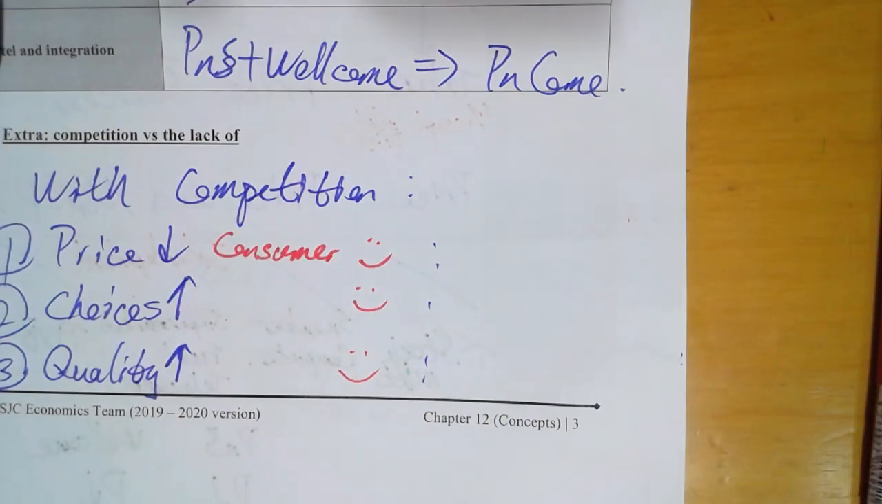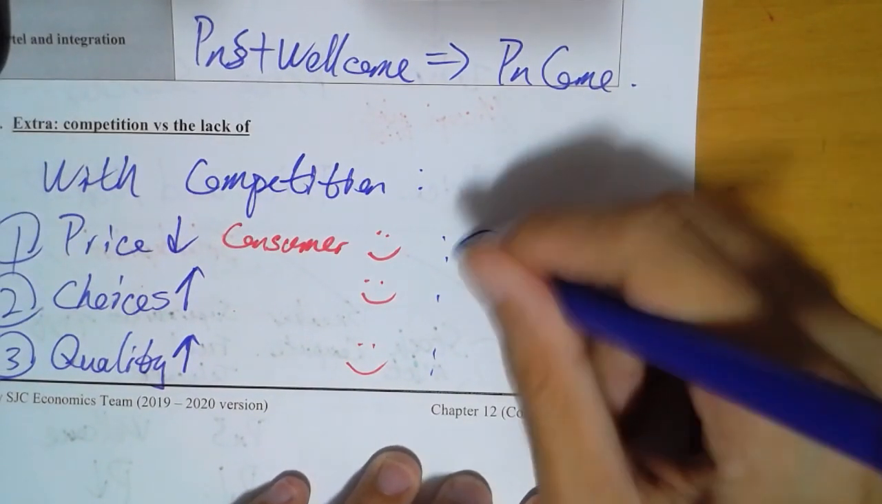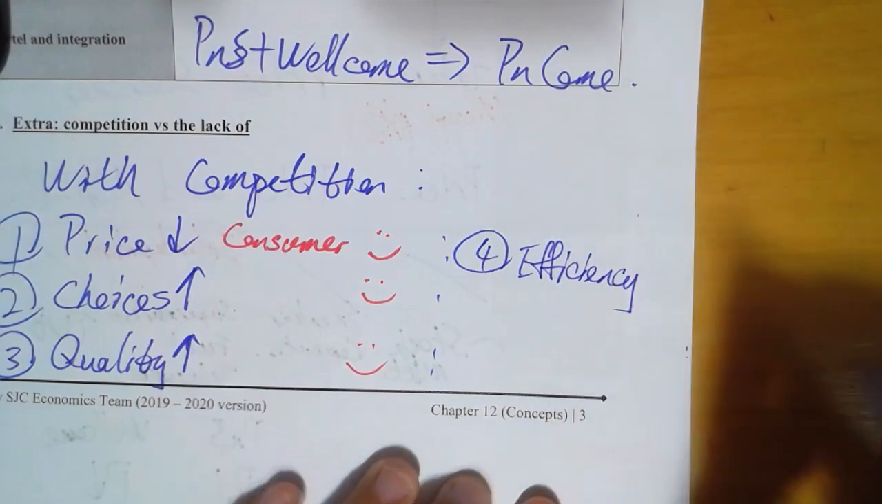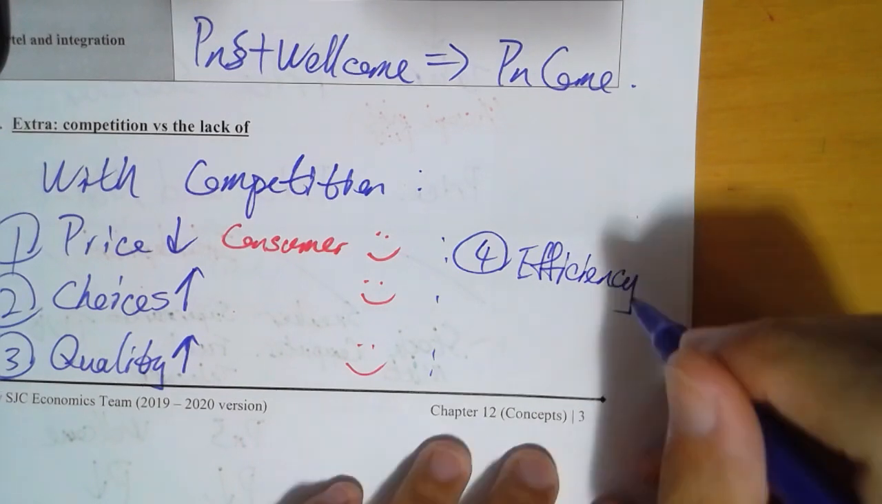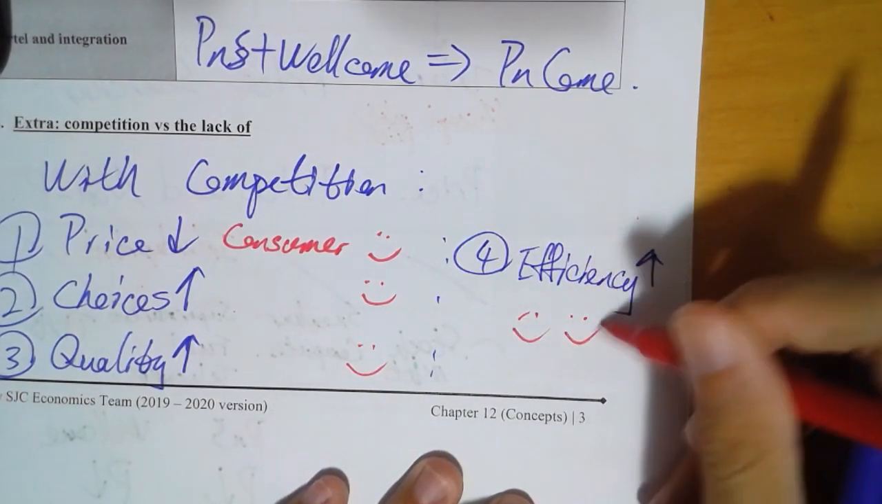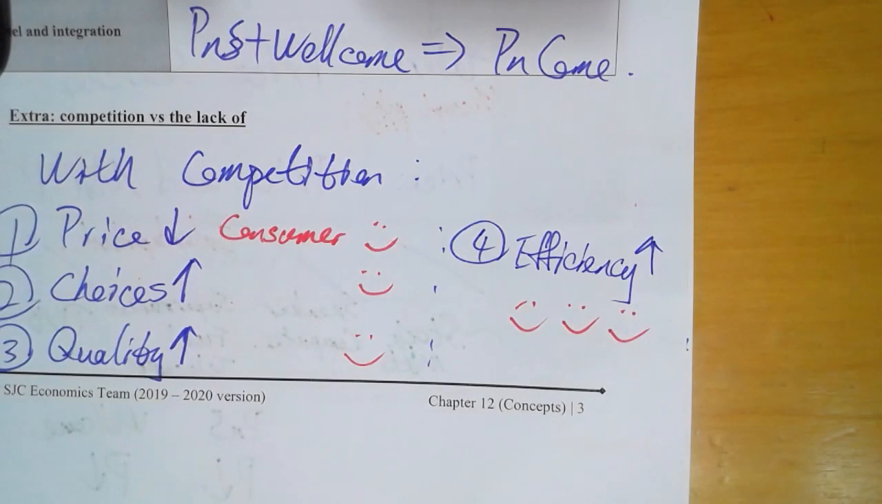And finally, this one we have not learned yet. We are going to learn it in Form 6. In fact, the market efficiency, 有啲叫效率嘅東西, the market efficiency will also improve, which this time is good for all people.